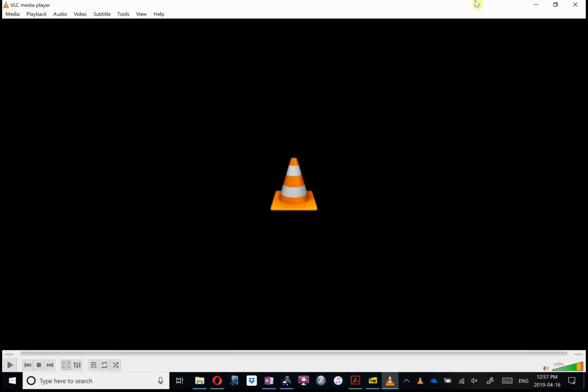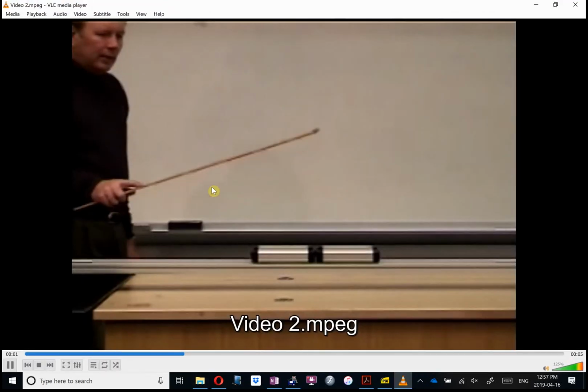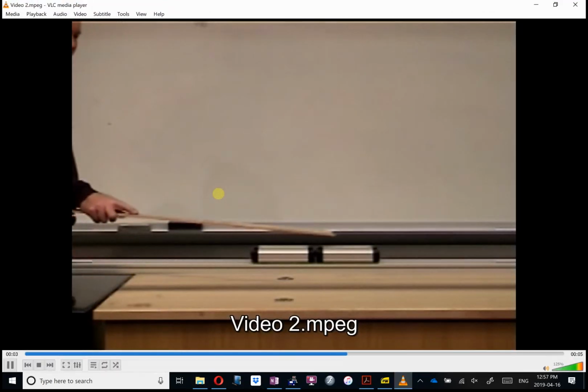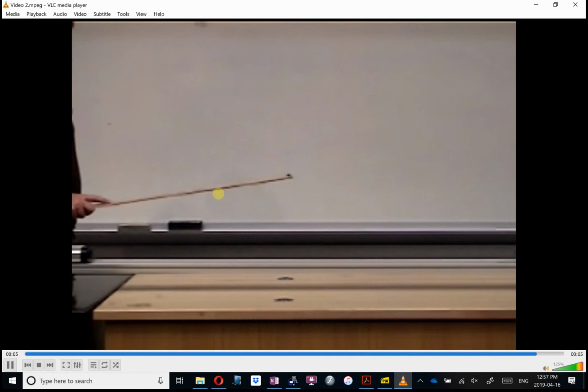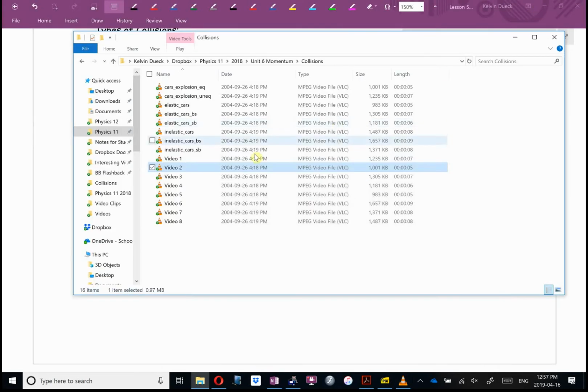That's what I mean by explosion. Here's the second video. Equal masses. Explosion. In one of those, both masses were identical. In one of those, one mass was heavier than the other. And your job is to try and figure out which one's which.